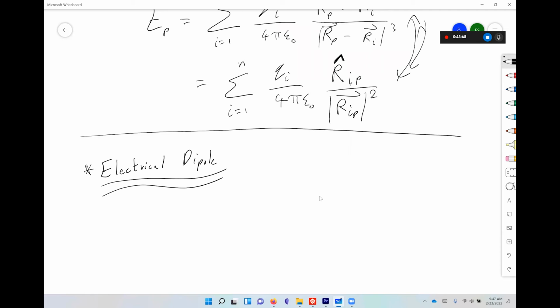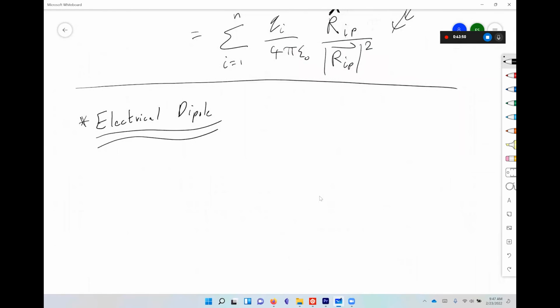The electrical dipole simply is the problem of finding the field due to two charges that are equal and opposite. So you have, let's say, two charges, equal and opposite, with a distance d between them. That's why it's called a dipole instead of a monopole. A point charge by itself is called a monopole.